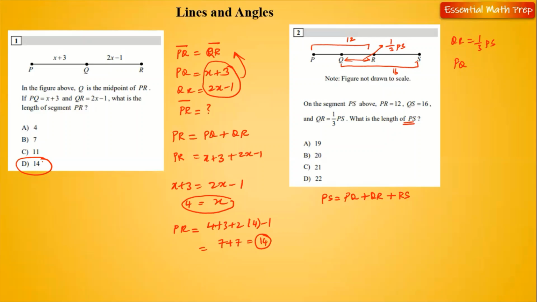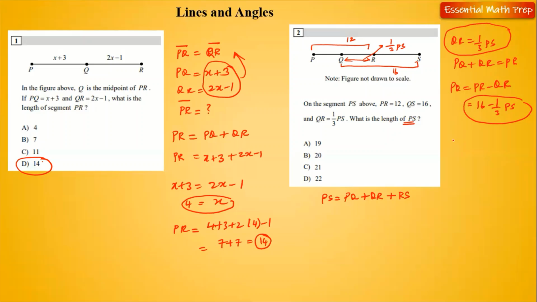Let's see how we can determine PQ. What is PQ? Well, we don't know anything about PQ, right? But we know that PQ plus QR is PR. We do know information about PR and we know information about QR. So let's write PQ as PR minus QR, which would be 12 minus 1/3 of PS. So now we know two terms. We know PQ, we know QR.